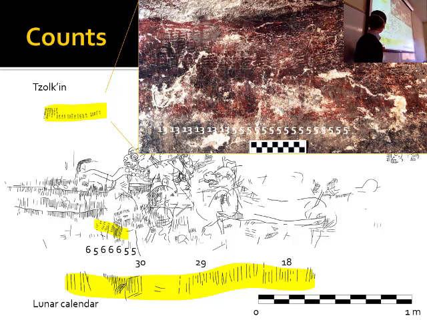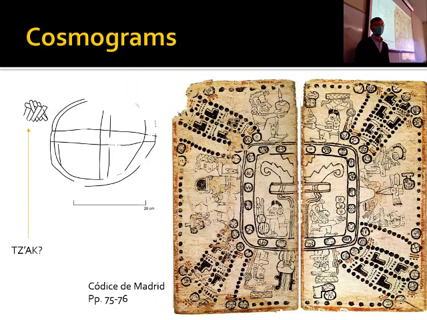I've shown you images of those counts, Tzolk'in and lunar calendar, kind of consistent with the priestly function of the room. And there's at least one cosmogram. It doesn't look like much, kind of a circle with a cross, but that's how the Maya represent the cosmos, the universe. This is a more elaborate one from the early colonial Madrid Codex. And there's this right next to it, which is basically like a crossed knot, which is a Maya symbol for tzak, order. That makes sense next to a cosmogram.